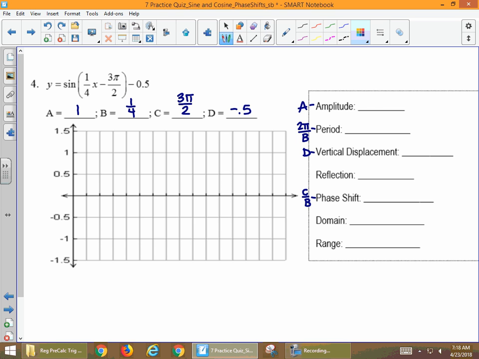Okay, so our amplitude is 1, period is 2 pi divided by 1/4. 2 pi over 1 divided by 1/4. So I'm multiplying 2 pi and 4, so that's 8 pi over 1. Vertical displacement is down 1/2. No reflection with this one.